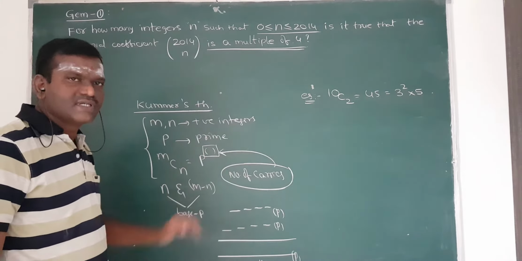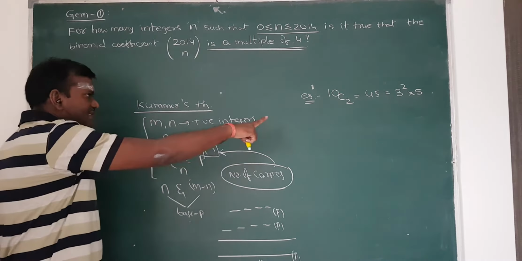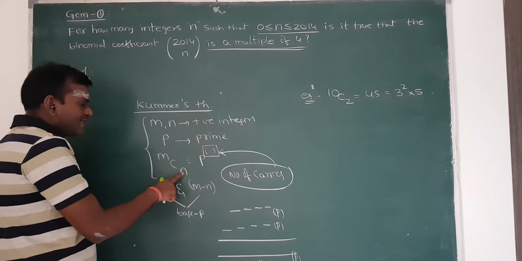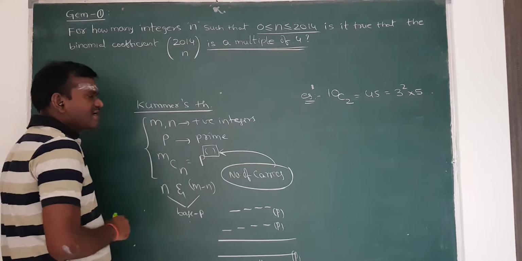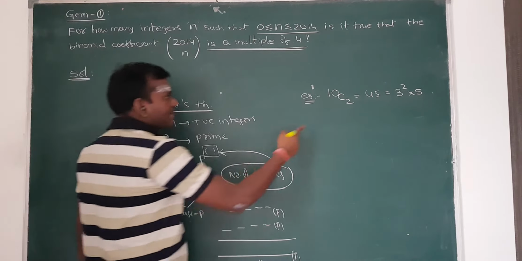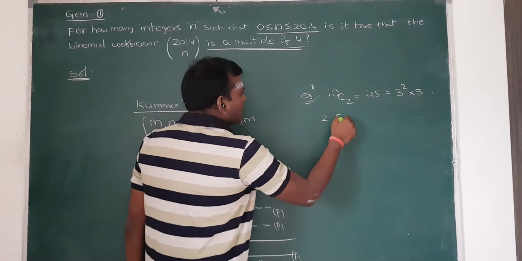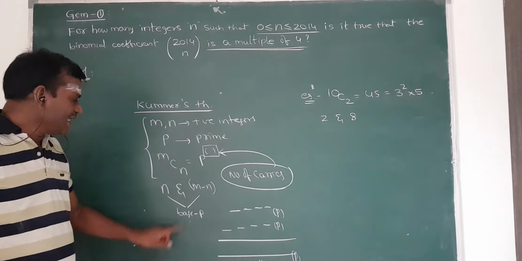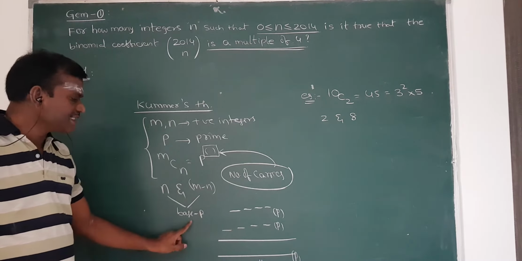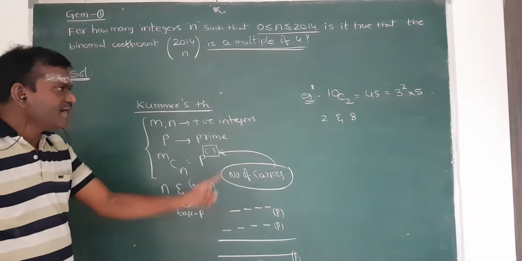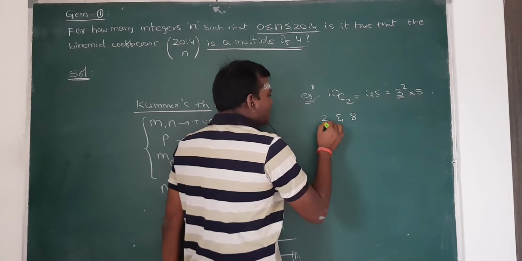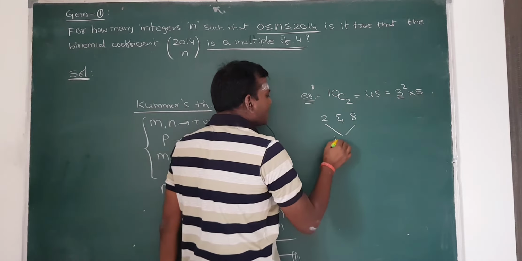See what Kummer's theorem says: in the binomial coefficient mCn, take n and m minus n. Take m and m minus n first, that means take 2 and 10 minus 2, which is 8. Then express these two in base p form. I want to show the 3 power here only, so I am converting these two in base 3 format. I will convert.